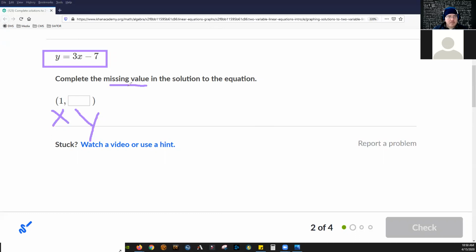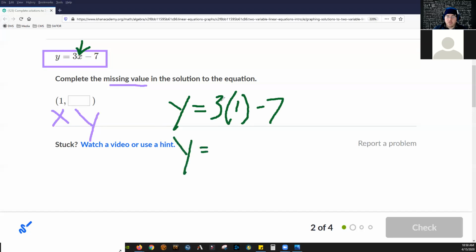In case you didn't know how to get started, since they give us the x value and the x is right there, I'm going to rewrite the equation as y equals 3, but instead of an x, because they gave that to us, I can just plug that in as 1 minus 7. So now we're just trying to figure out what would the y be in this system when x is equal to 1. So y equals 3 times 1 is 3 minus 7.